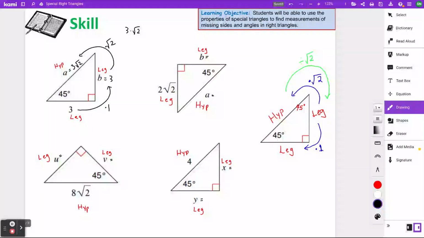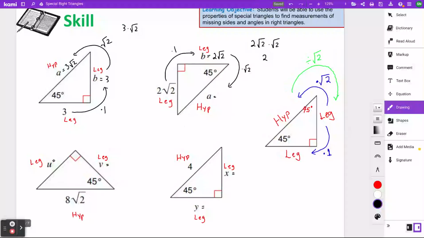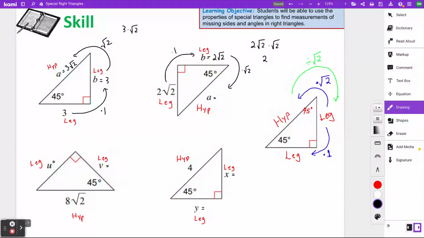On the top right, we start with the leg, 2 square root of 2. To go to the other leg, we multiply times 1, giving us the exact same thing. Now to go from the leg to the hypotenuse A, we start off with 2 square root of 2. Then we multiply times the square root of 2. The only number outside the radical is 2. We bring it down. Inside the radical, we do have the square root of 2 times the square root of 2, giving us square root of 4. The 2 we bring down. The square root of 4 is 2. So instead of putting square root of 4, we'll write 2. 2 times 2 is 4, giving us that A is equal to 4.